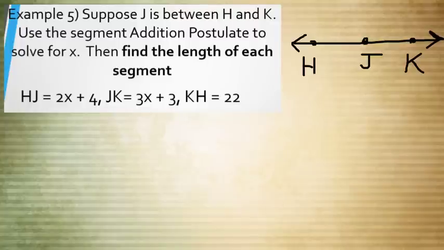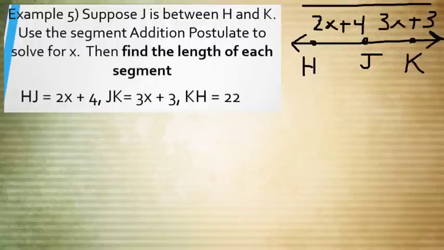Now we know HJ is 2x plus 4. Let's see if I can write this small. Looks like it. JK is 3x plus 3. And that entire length, again, is going to be 22. So let's determine what that means.